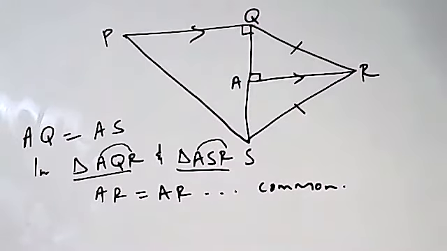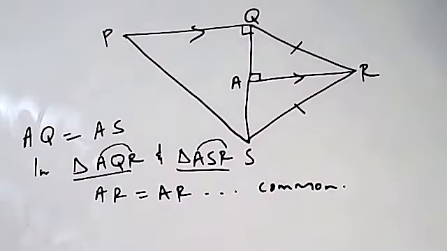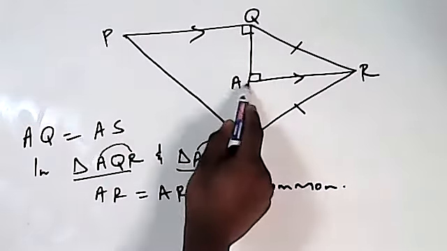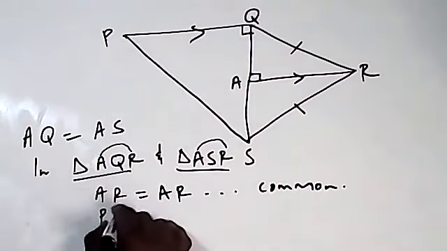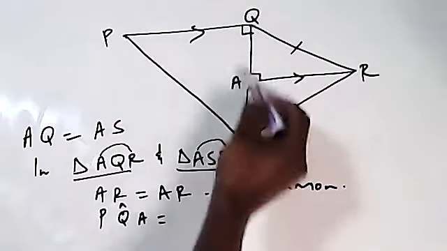PQ is a side. We just want the angle. If you say PQ, you are referring to the side. And always when you talk about alternating, corresponding and cointerior angles, we are focused on the angles, not the sides. So you must say angle PQA, which is this one here. Do you all agree? Angle PQA is equal to angle QAR.